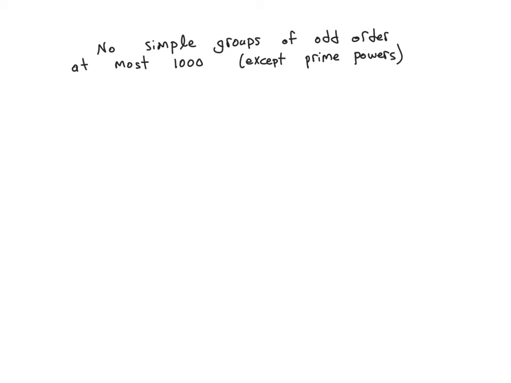Because if you're a simple group and you're abelian, then you're a cyclic group of prime power order by the fundamental theorem of finite abelian groups. And so this is the claim we're actually going to prove using Sylow theory.